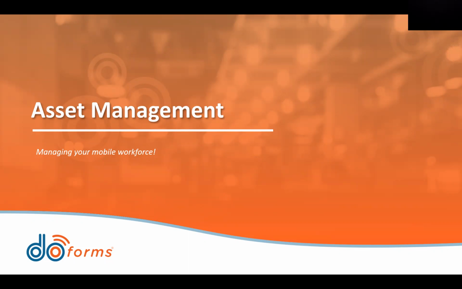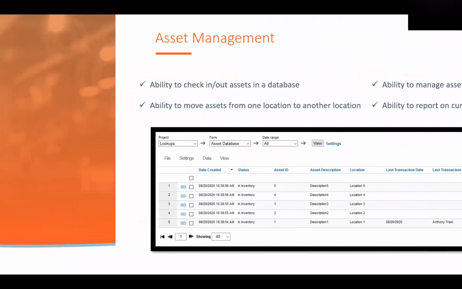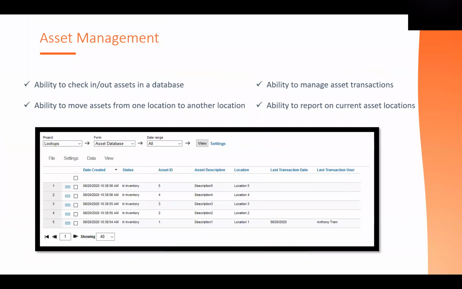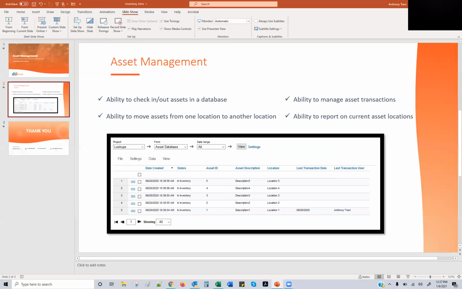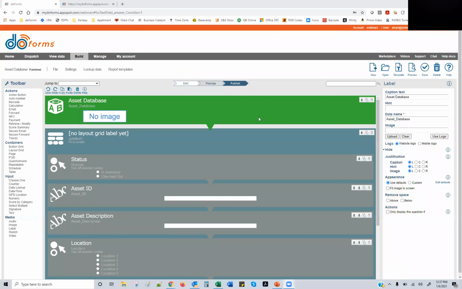So the first step that we are going to need is an asset management system like you see on the screen here, which gives you the ability to check in and out assets, to move assets from one location to another, and to report on these assets on a daily, weekly, or monthly basis. The first thing we would need to do to get started is create a database form inside of doForms and create it as a form-based lookup.